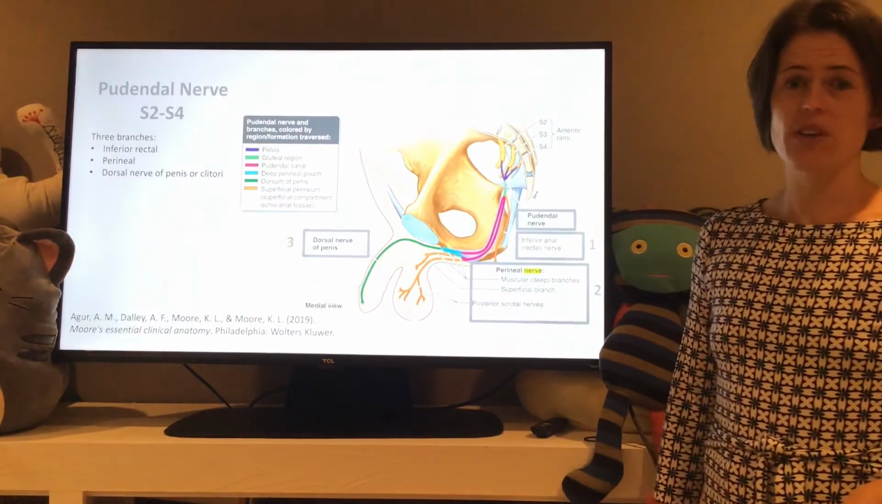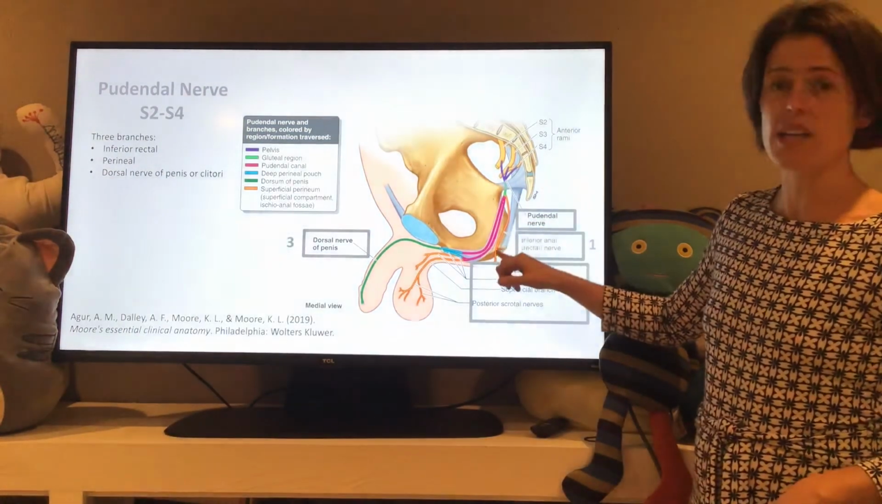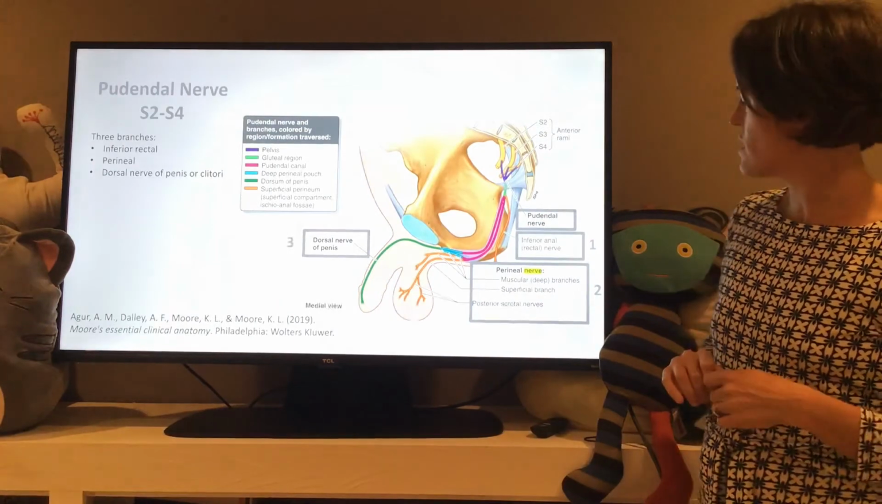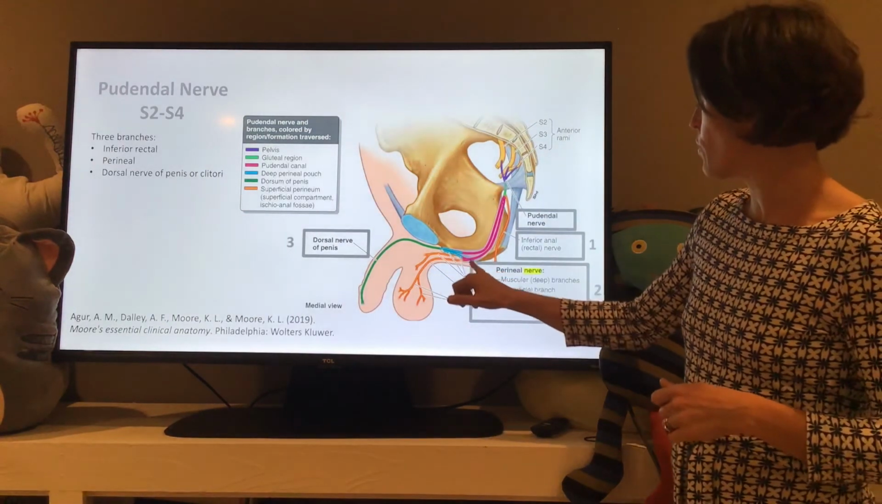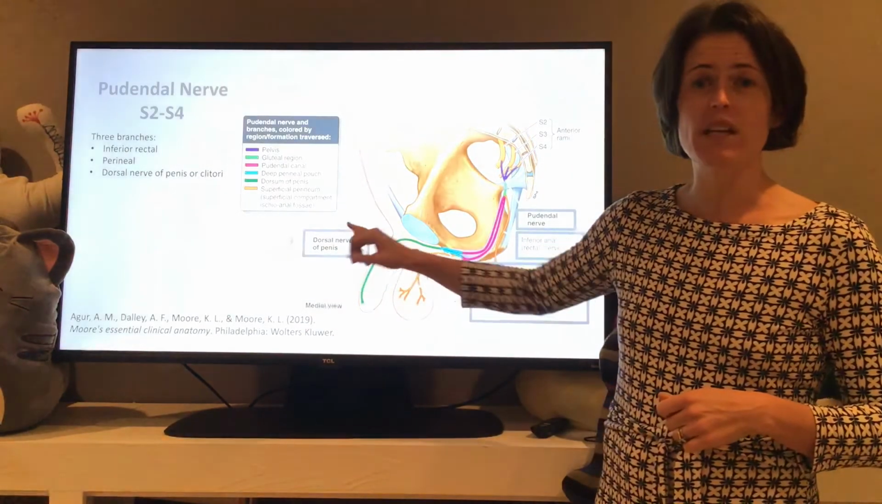The pudendal nerve gives off three branches: the inferior rectal nerve, which innervates the external anal sphincter and perianal skin, the perineal nerve with its deep and superficial branches, and the dorsal nerve of the penis or clitoris.